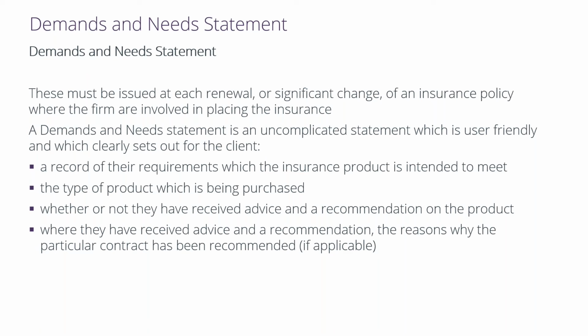You would also need to issue a demands and needs if there was a significant change during the period of the policy. So that would be known as a midterm adjustment. The information that needs to be included on a demands and needs statement is a record of the client's insurance requirements. So for example, that they require buildings insurance for the full reinstatement value. Next, the type of product which is being purchased. So this would be your recommendation, or the policy that your broker has recommended that the client purchase.